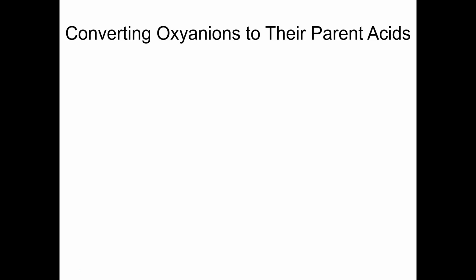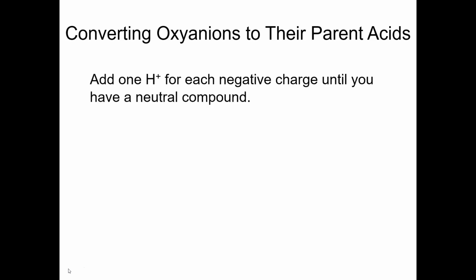Well, the last thing we want to talk about is the concept of converting oxyanions to their parent acids. And what that really means is that oxyanions come from what are called oxoacids. Now, an acid, as we will learn in a subsequent chapter, is a substance that can donate or create H+ ions. And so if we have an oxyanion and we're trying to convert it to its parent acid, we are going to add an H+ for each negative charge on the oxyanion until we have a neutral compound.